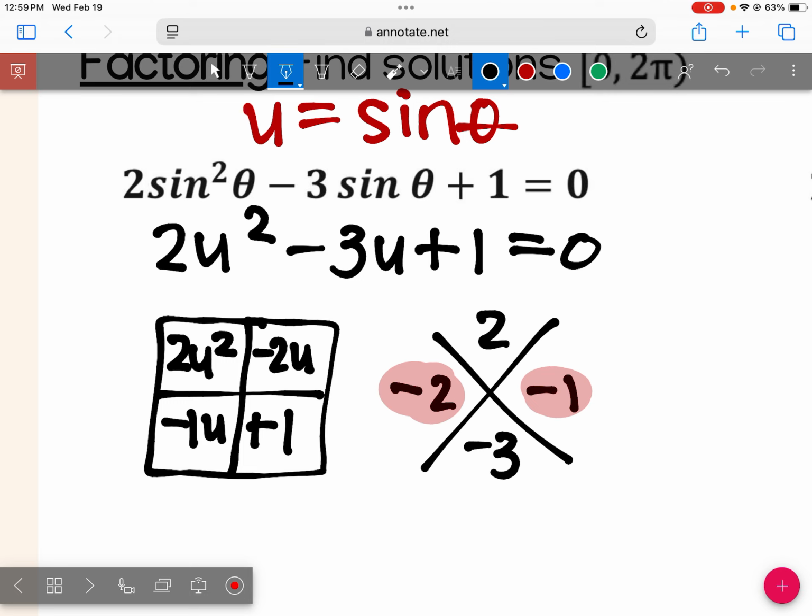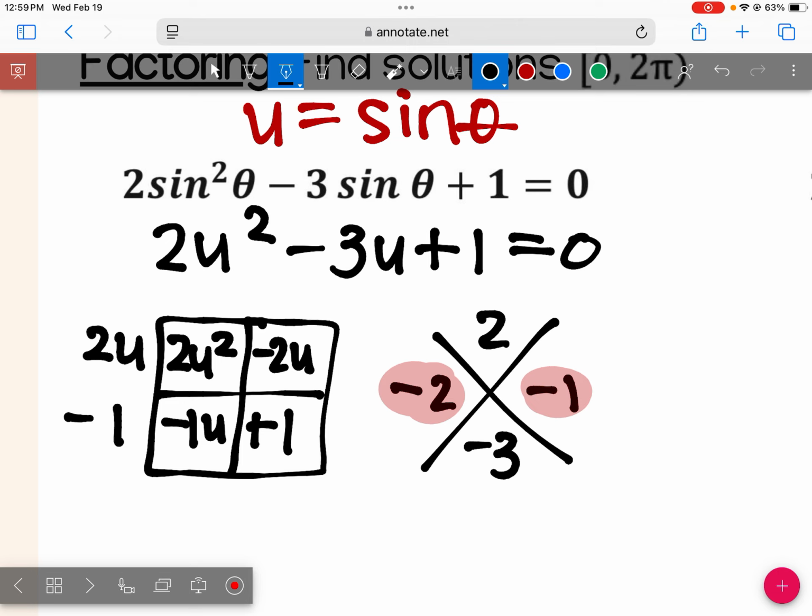Now, you can do your signs first or pull out your negatives. I'm going to start with this row. 2u squared minus 2u can pull out a what? A 2u. Minus 1u plus 1, you can pull out a 1, but in terms of the sign, it's a negative sign touching the outside, so you got to put a negative.